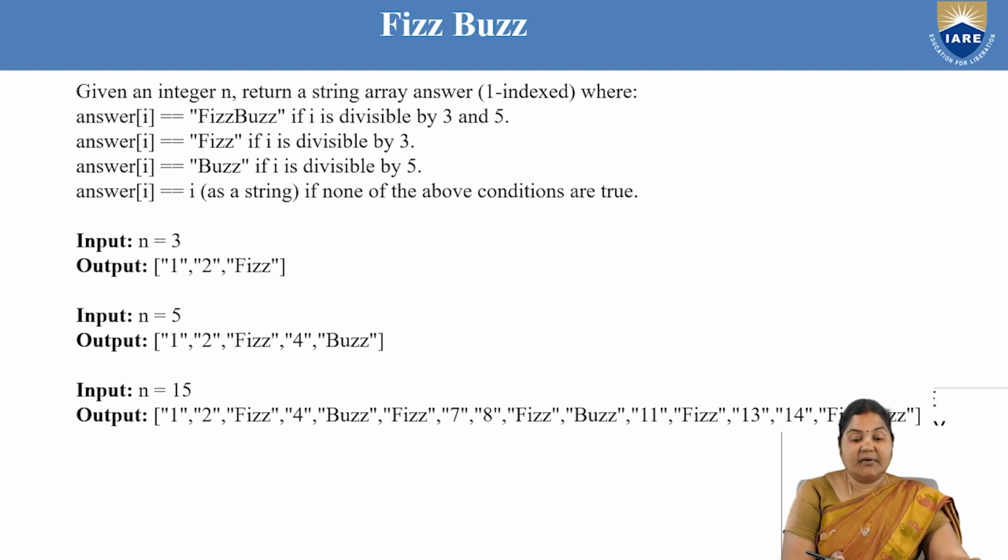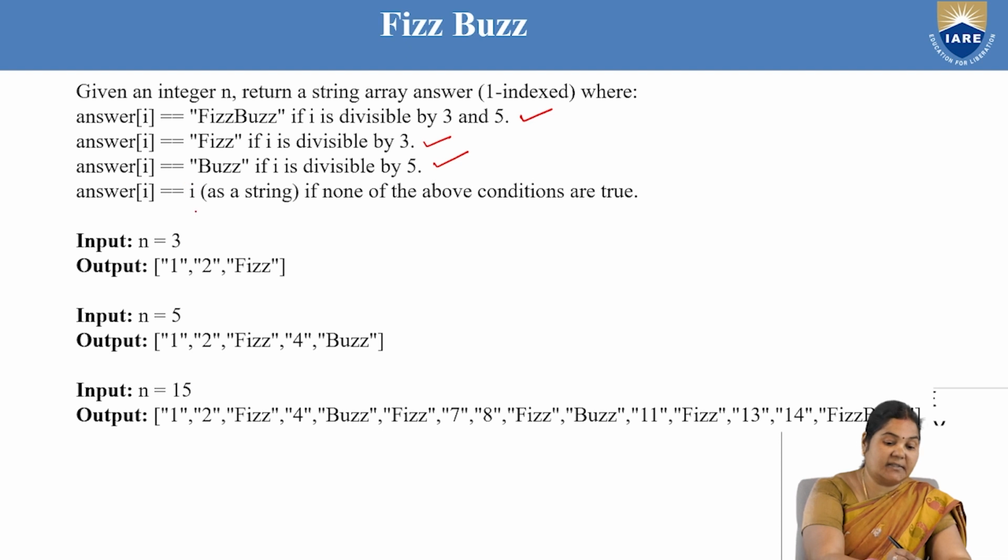Next question is Fetch Budge. Given an integer n, return a string array answer, one indexed, where answer[i] is equal to fetchbudge if i is divisible by both 3 and 5. answer[i] is equal to only fetch if i is divisible by 3. answer[i] is equal to budge if i is divisible by 5. And answer[i] is equal to i as a string.